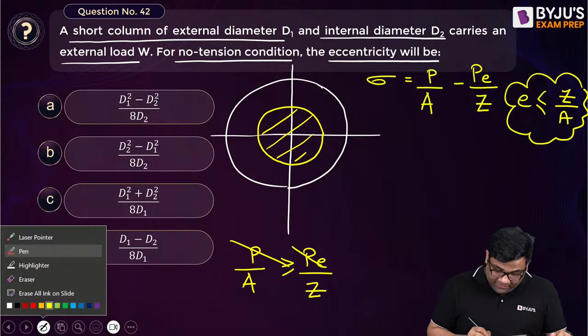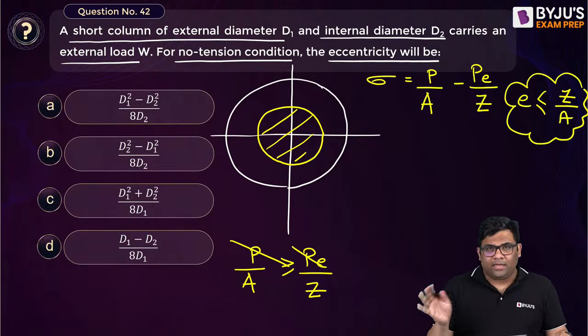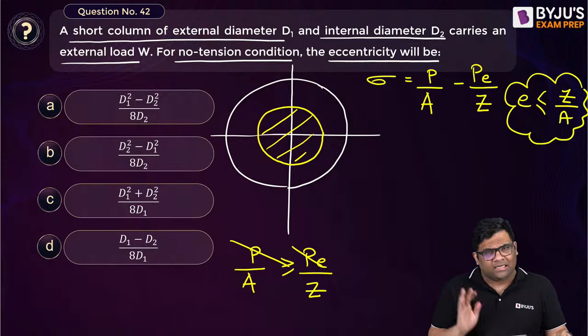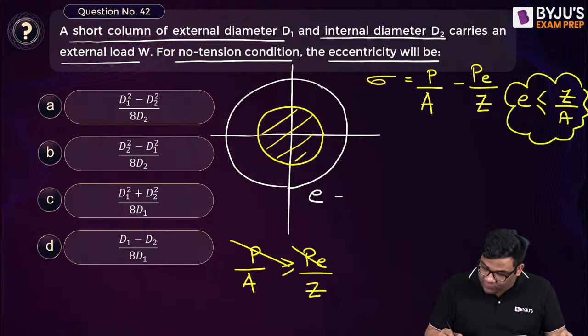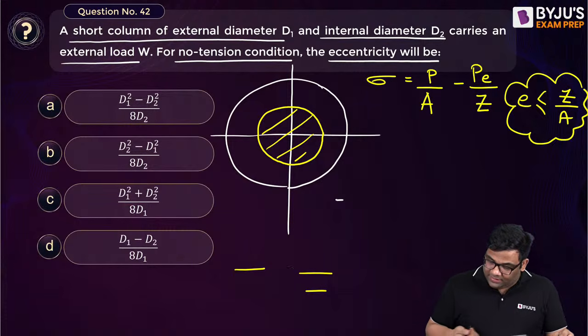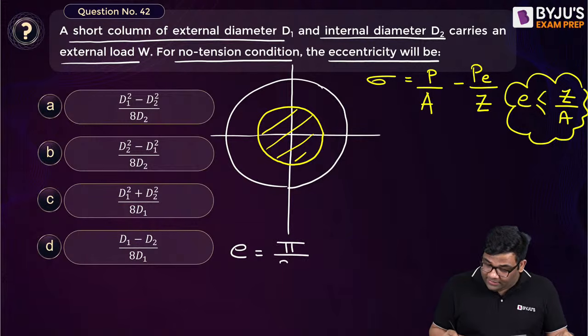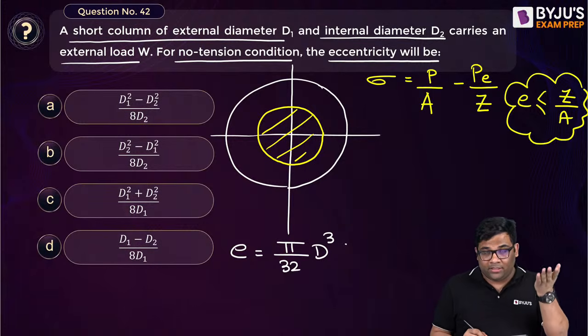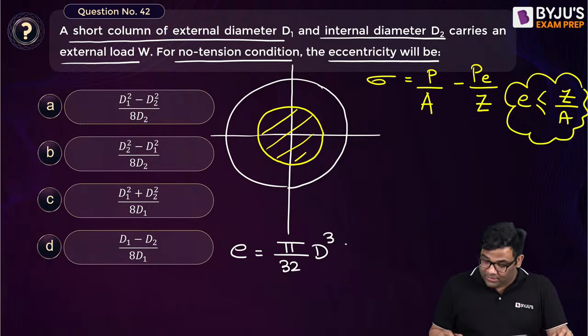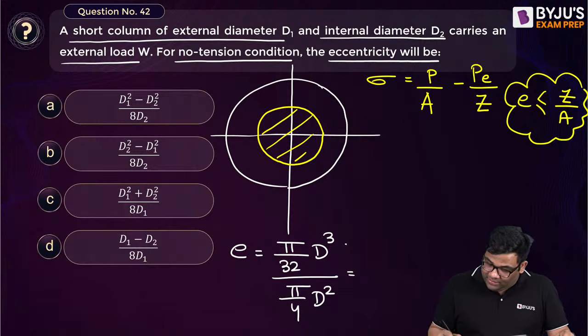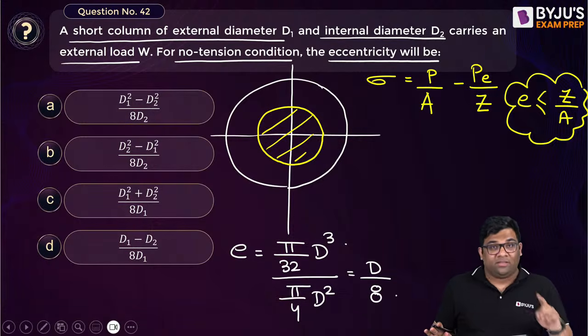Now let us go to the first circle. Suppose it's only a circle. Then E will be how much? Z is pi by 32 d cube for a circle, that is pi by 64 d to the power 4 by d by 2, and divided by area, which is pi by 4 d square. So here I will get d by 8 only, if it's a circle.